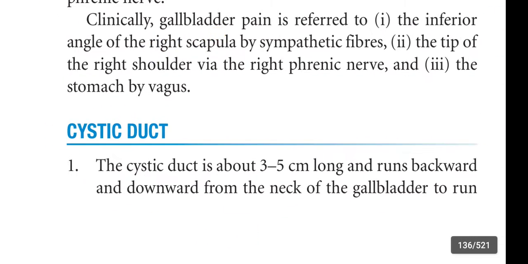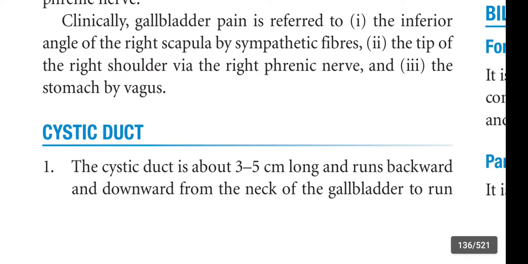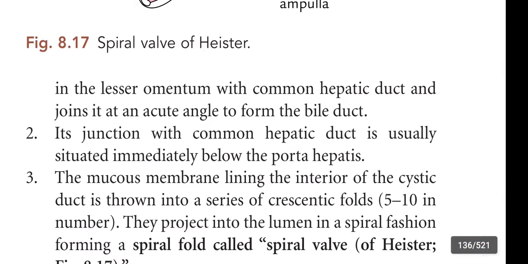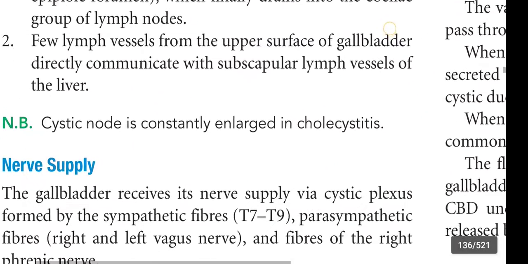cystic duct. The cystic duct is about 3 to 5 centimeters long and runs backwards and downwards from the neck of the gallbladder to run in the lesser omentum with the common hepatic duct and join it at an acute angle to form the bile duct.